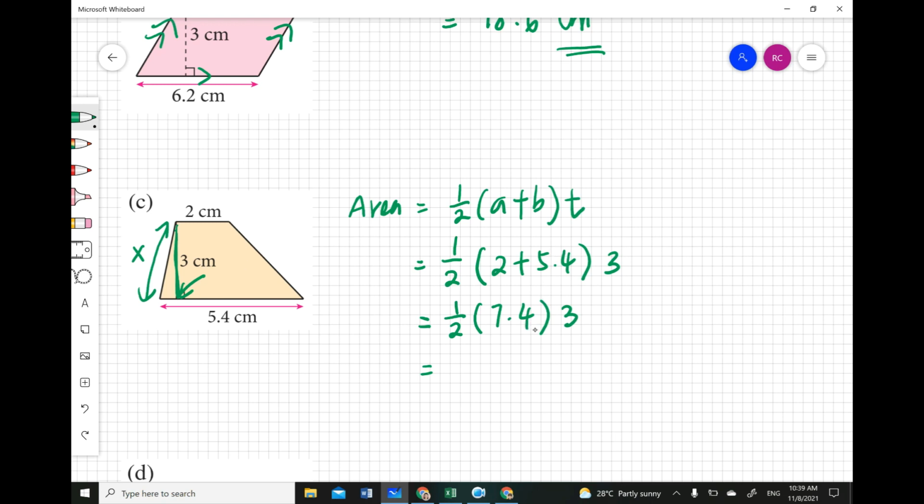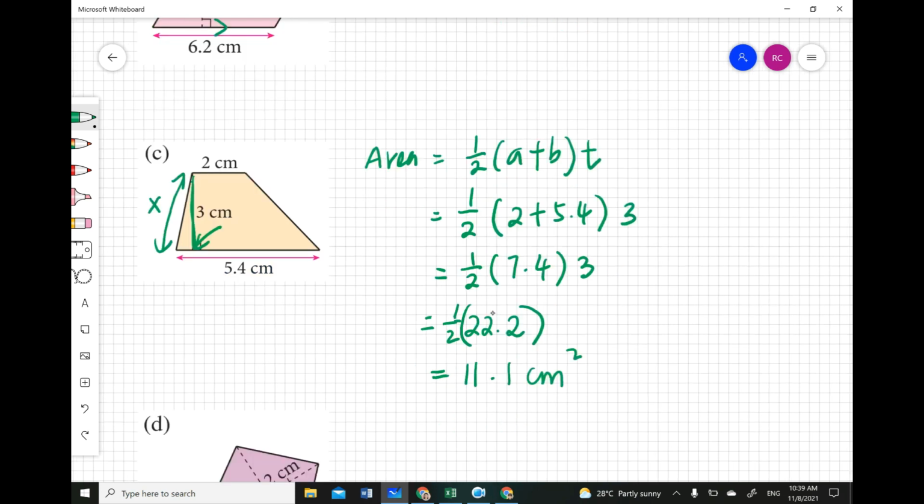3 times 4 is 12. 3 times 7 is 21. Plus 1 just now, we have 22.2. So it is half of 22.2. How much is half of 22.2? 11.1 square centimeter.